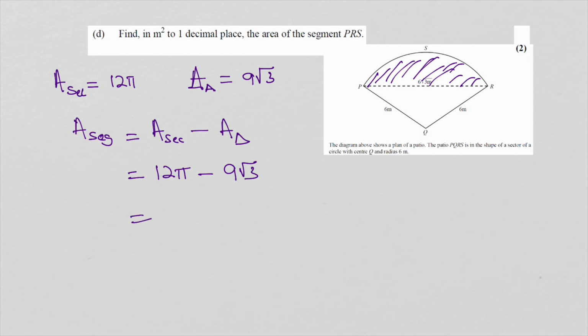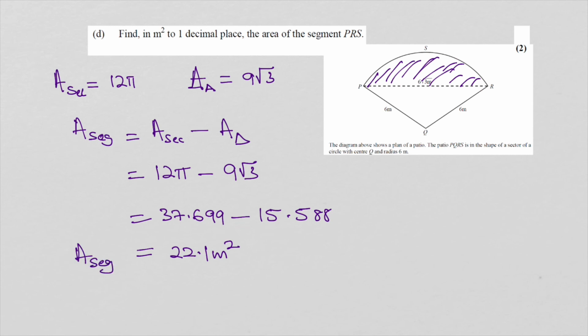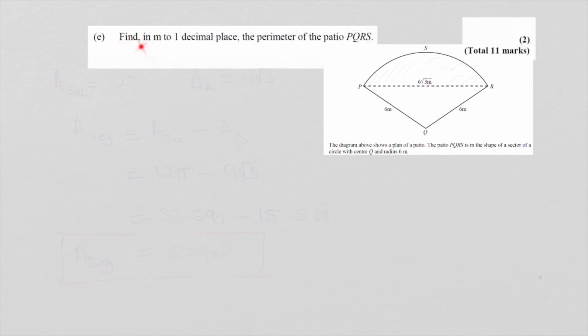12 pi, if you plug that into the calculator, is 37.699 minus 15.588, and the final answer for that, if you take away, is 22.1 meters squared. So now the area of the segment is 22.1 meters squared.